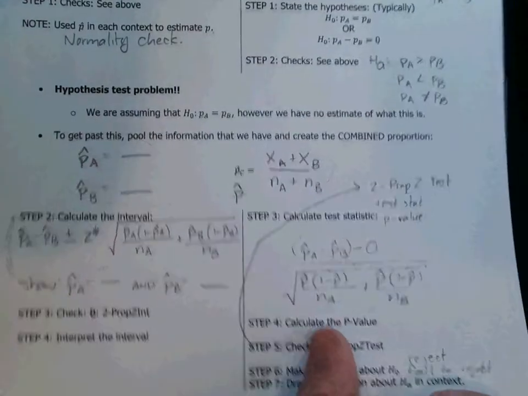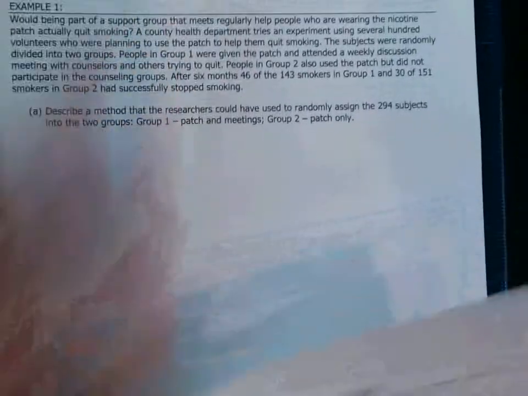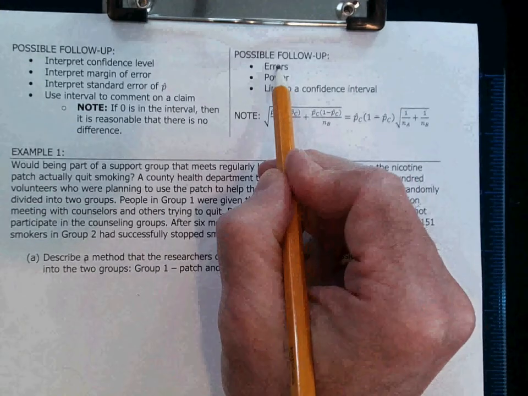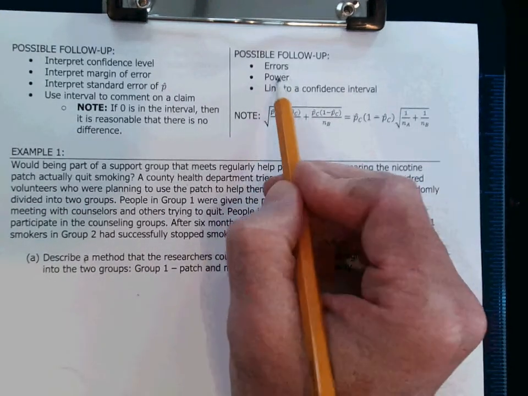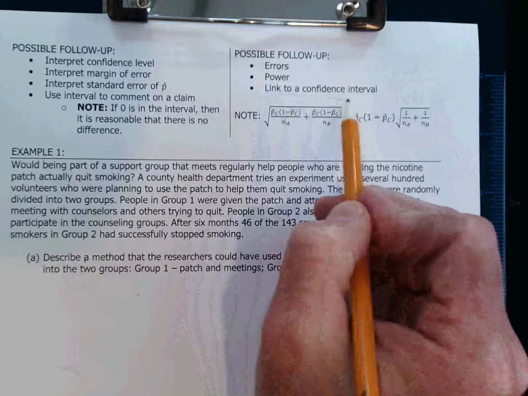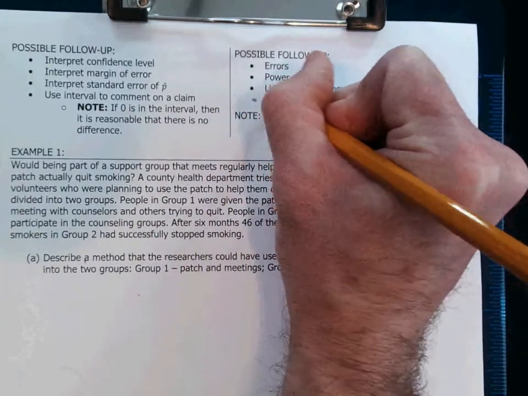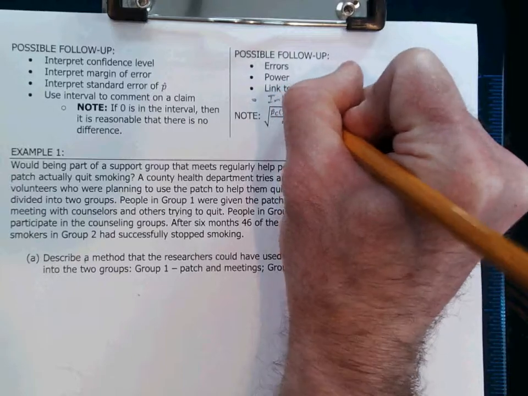Some follow-up questions for a hypothesis test. Some follow-ups that I came up with is you could have errors, a question about errors, you could have a question about powers, you could have a link to a confidence interval, or, interpret the p-value.